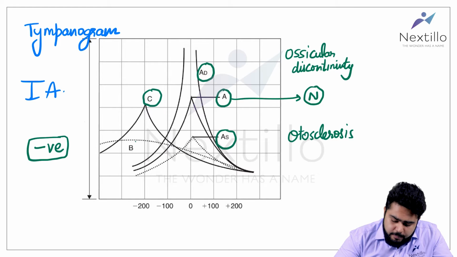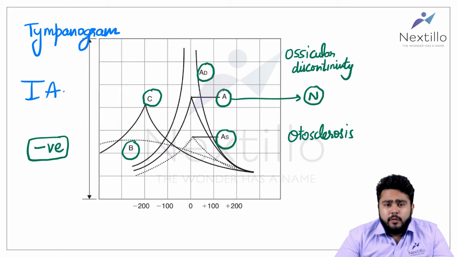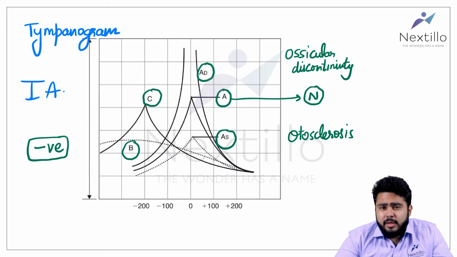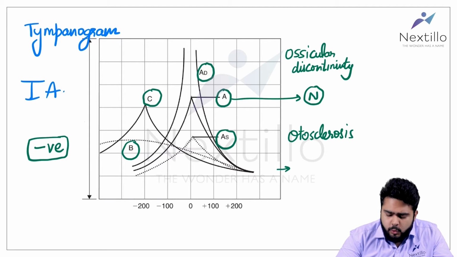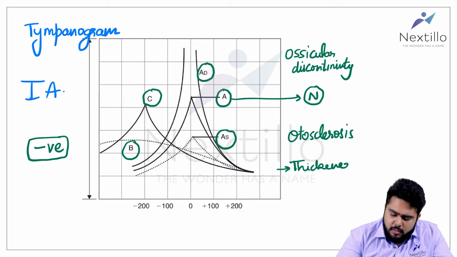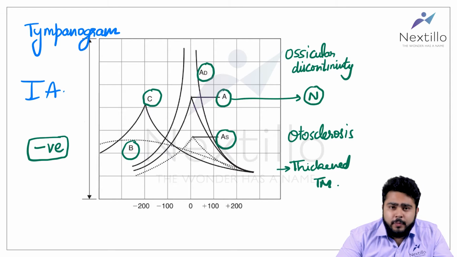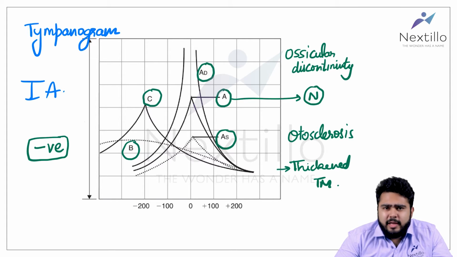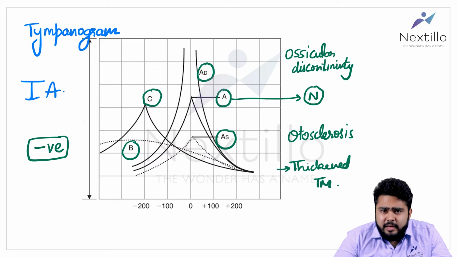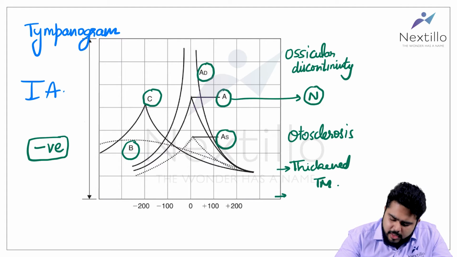And the graph B, whenever there is no movement of the tympanic membrane. When will it be there? Due to a very, very thickened tympanic membrane. Or in what other cases? When there is no movement at all, whenever there is fluid in the middle ear, that too thick viscous fluid in the middle ear.